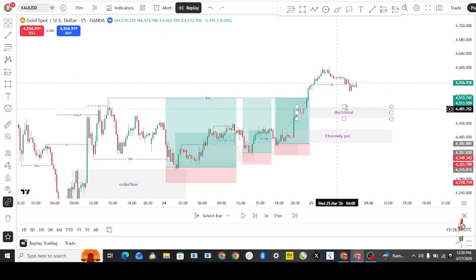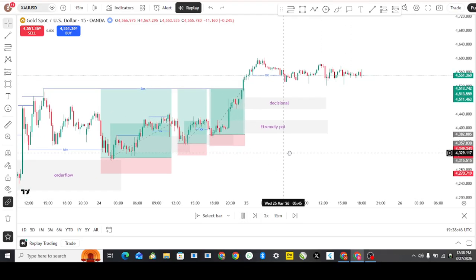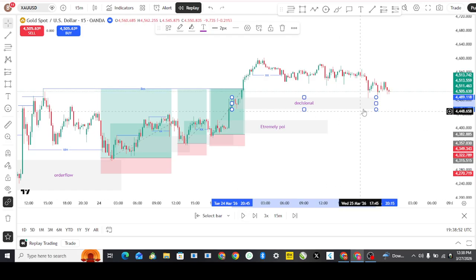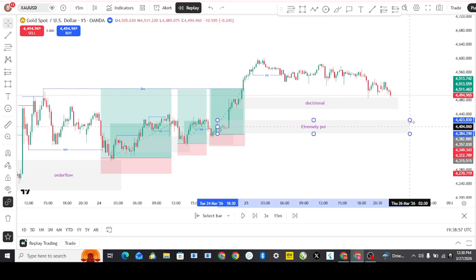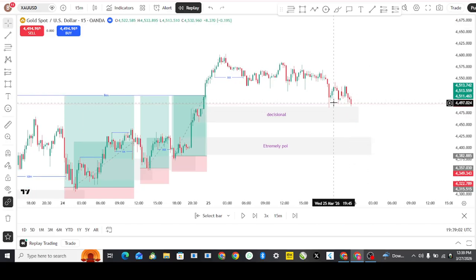So let's wait and see what price is going to do. If price will give us confirmation at the first entry, then we buy from there. If there is no confirmation, we will not buy from there. All right, price is at our decisional POI, but I don't think we have any confirmation to buy at this zone. So there is no confirmation to buy. Let's continue with the price.